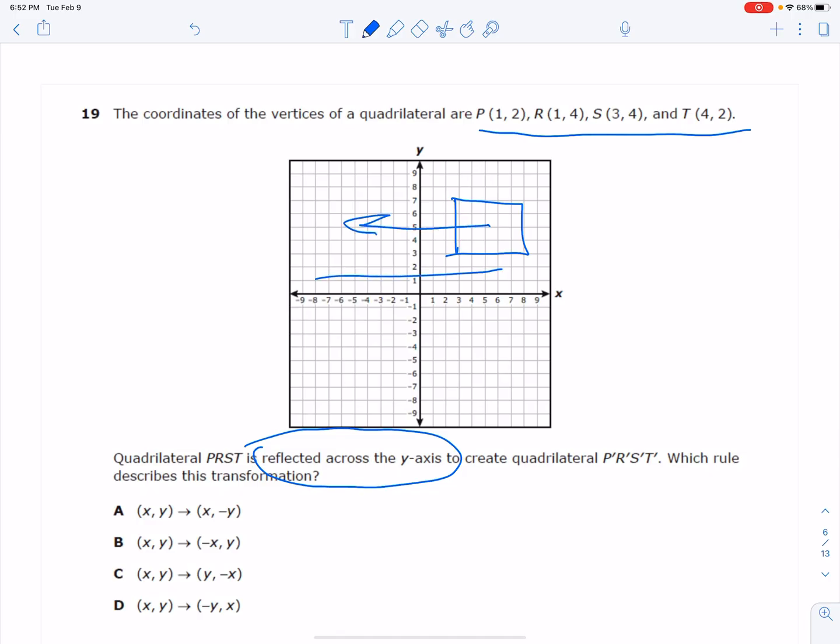So which one is it moving? It's moving along the x. So my x and my y stay home, but which one is going to turn opposite? The x. So we look down here to find that, and we find that it is B. We know that C and D are going to be rotations because my x and my y rotated.